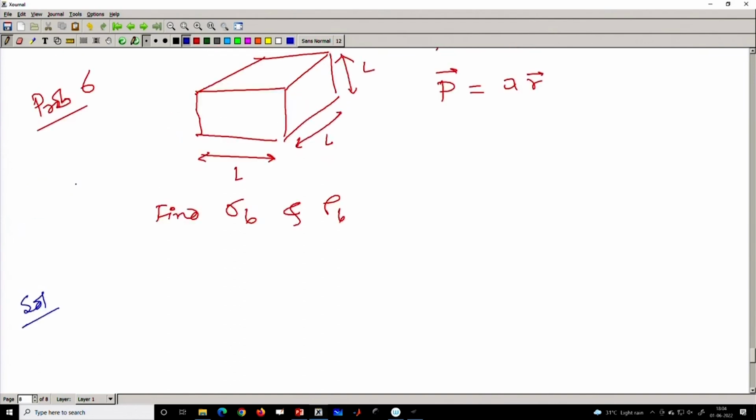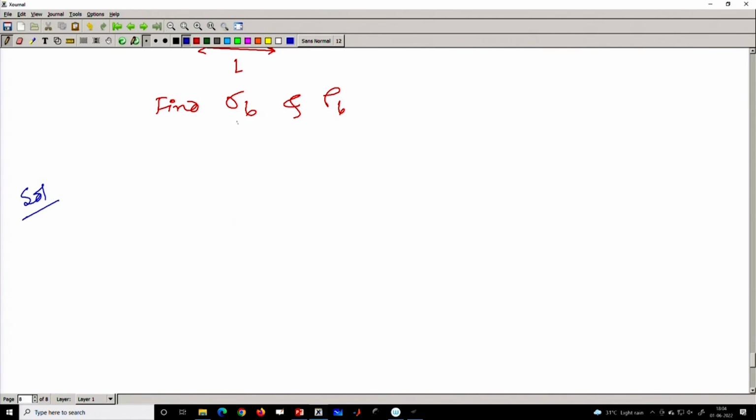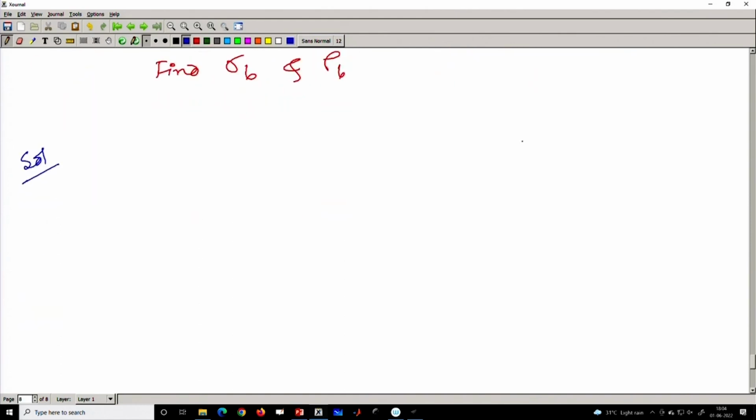So, we have a dielectric cube where the polarization is a function of r like this, and now we need to calculate the bound surface charge density and the bound volume charge density. We also need to show that if I add these two charges, it should vanish, because there should not be any net charge. So, we know how to calculate the surface charge density if the polarization is given.